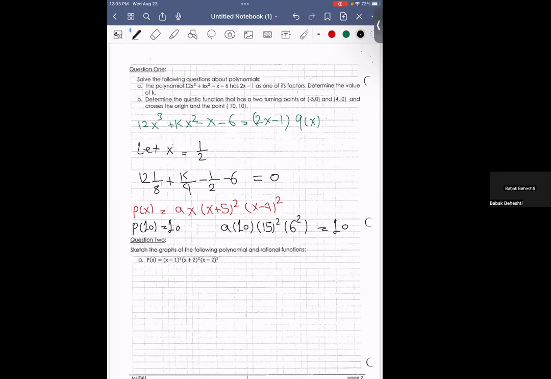Why is it x plus 5 squared? Because it says that there are turning points at (-5, 0). That means it's a factor of degree 2. The turning point basically means zeros, x-intercepts, roots or zeros. So we use the turning points. One is -5 and one is 4. So you have x plus 5 and then x minus 4, but the degree is 2.